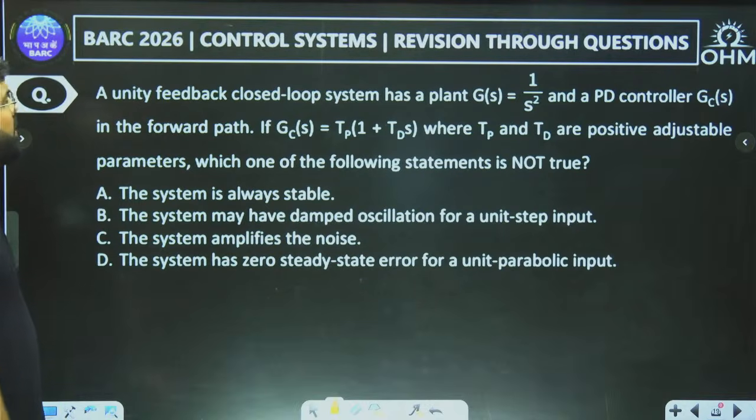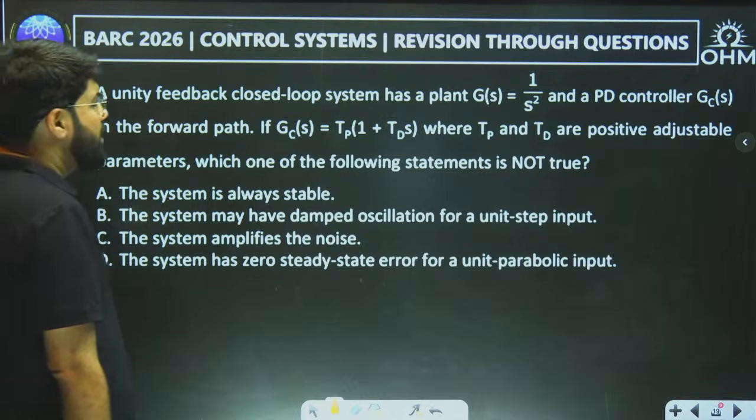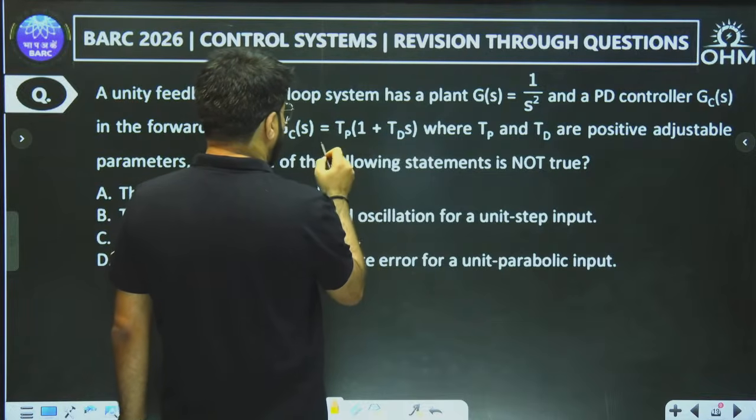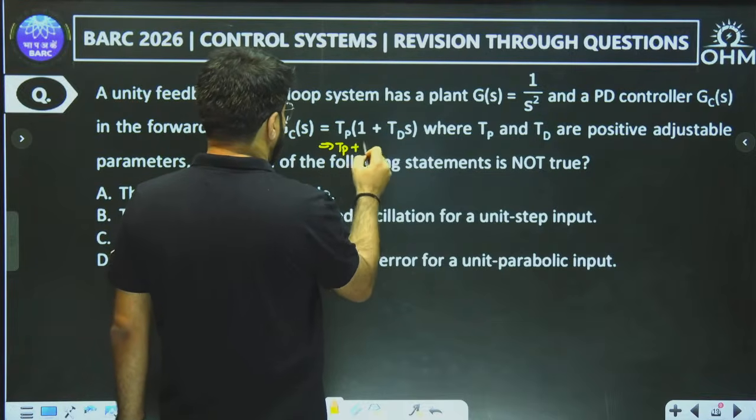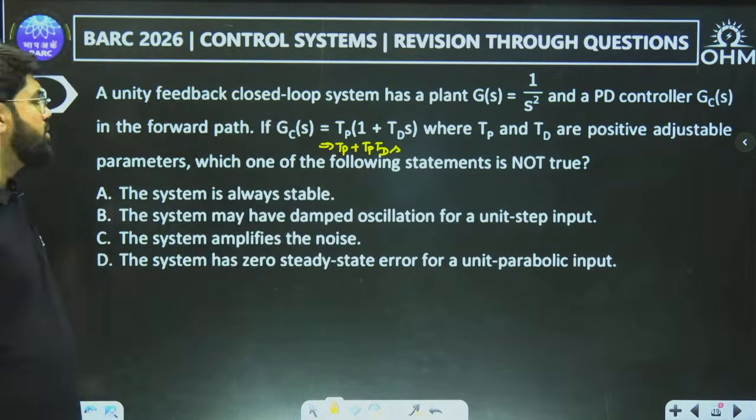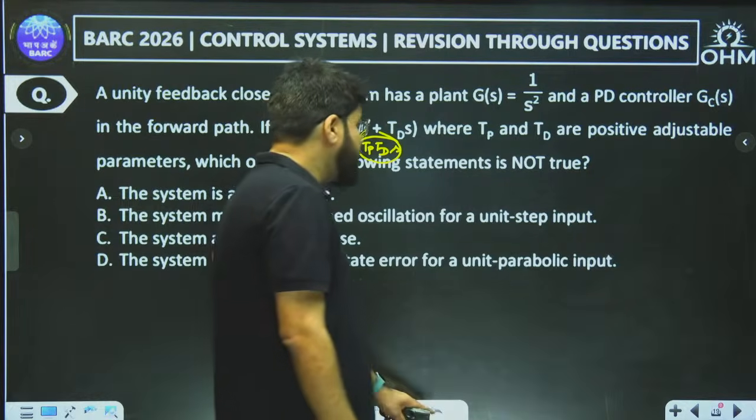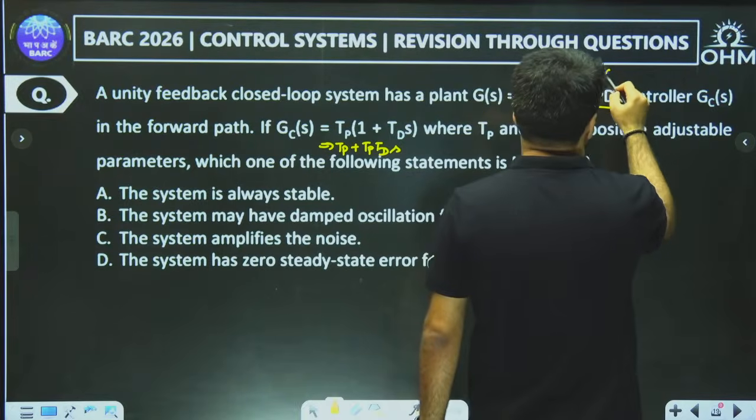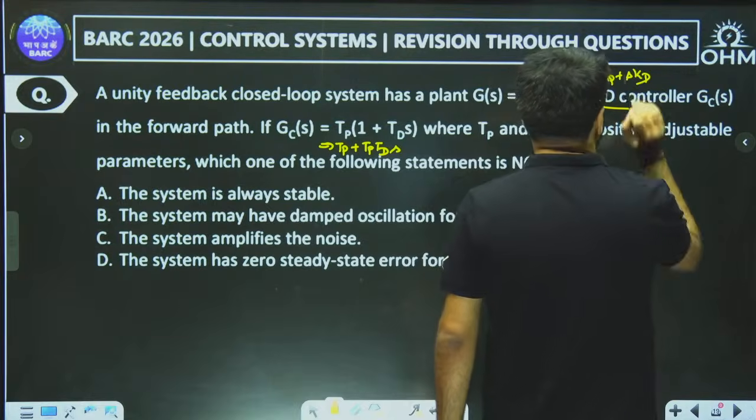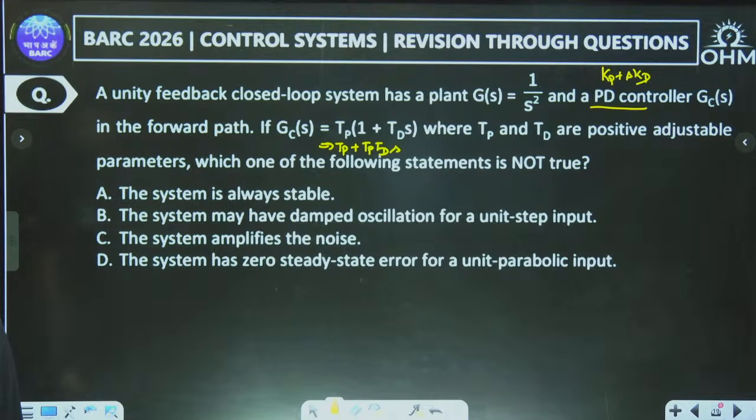Now, a unity feedback closed loop system has a plant G(s) and a PD controller Gc(s) in the forward path. The PD controller Gc(s) contains Kp plus Kp into Td s. This is the proportional part, this is the derivative part. How do you normally write down the PD controller gain? You normally write controller gain as Kp plus, a constant part and the s term.